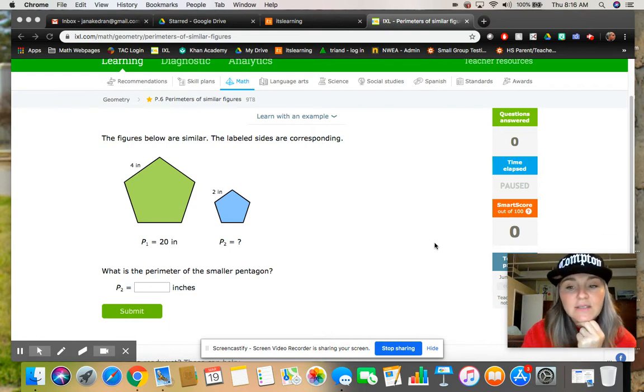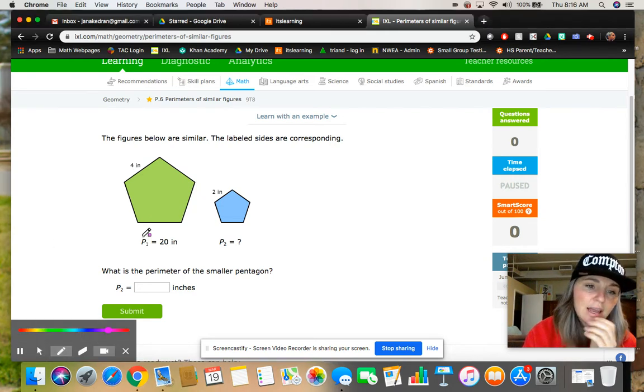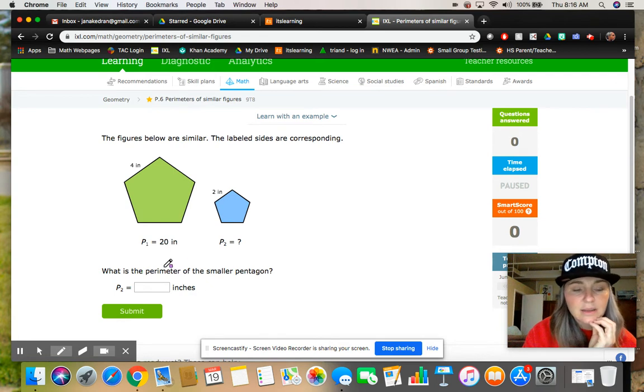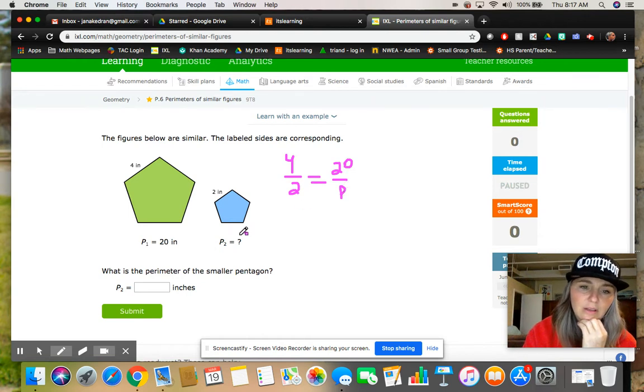Okay, so I think this IXL is going to take you the least amount of time out of all the assignments that I assigned during our social distancing staycation. What their thought on this is that you can say that a side is to a side as a perimeter is to a perimeter. So 4 is to 2 as perimeter is to perimeter. So 20 is to P. This is the missing perimeter right here that we're looking for. And then you can solve it.